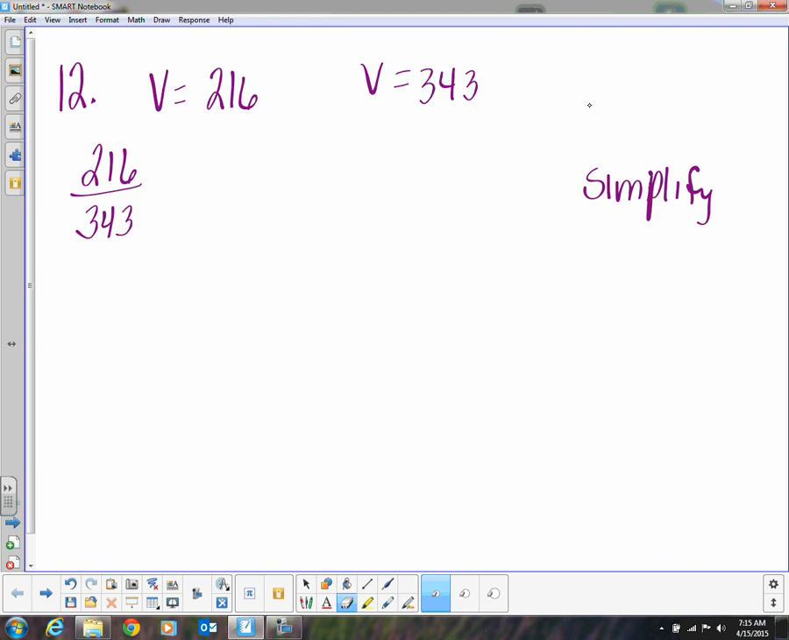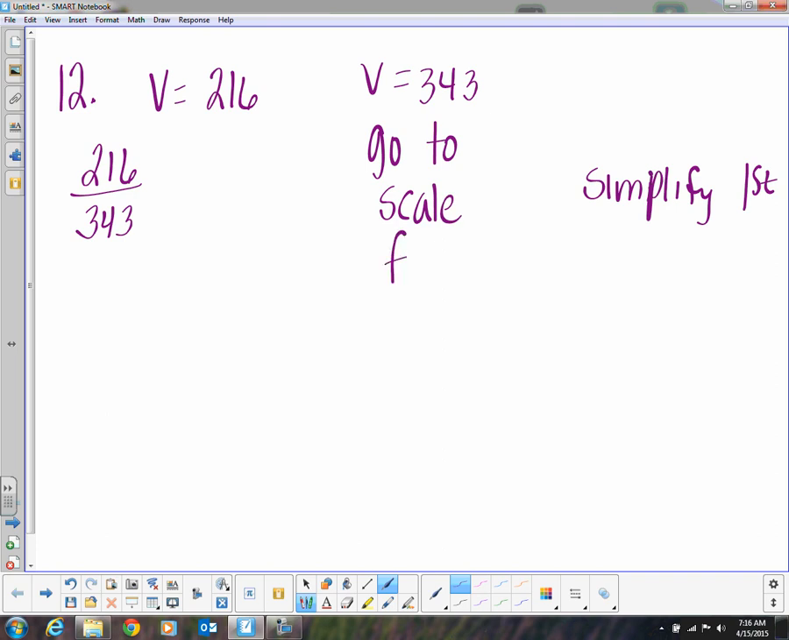Reduce gives you the impression that the new number is smaller in value, which it really isn't. It's equal in value. That's why simplify is a better word. But anyway, you must simplify first. All right? Then once you simplify, you always have to go to scale factor. Now, maybe you're already there, which is great, but you need to go to scale factor if you're not.